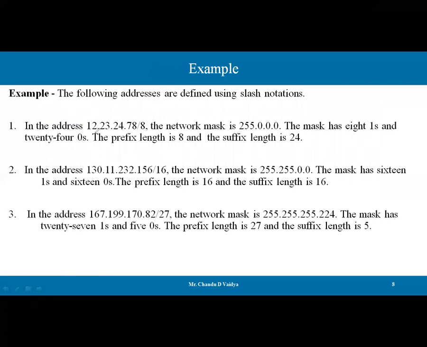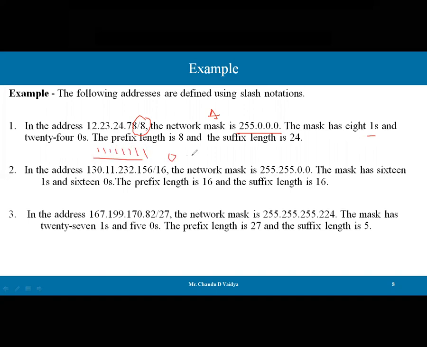Let's take an example. An address 12.23.24.78/8. If you go with the /8 value, this is fixed, and it is class A. The class A default subnet mask is 255.0.0.0. This has only 8 ones and 24 zeros. 1, 2, 3, 4, 5, 6, 7, 8 will be 1, and the rest 24 times will be 0. This is class A.